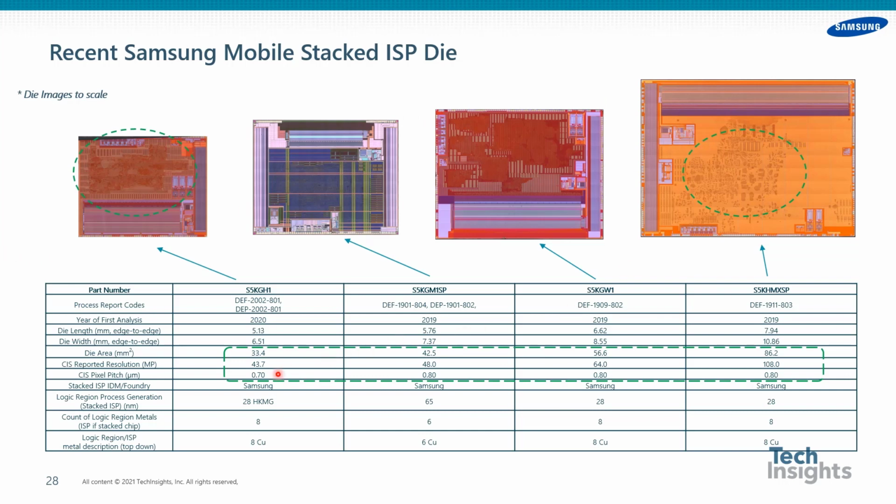And it's interesting that since the pixel pitch of the CIS is the same with the exception of the GH1, the die size scales with resolution, going from approximately 44 megapixels all the way up to 108 megapixels. And this is, of course, expected. The other thing to note is Samsung's use of the 28 nanometer process shown here on all sensors with the exception of the GM1, as well as the utilization of 8 copper metal layers in the ISP process, again on all sensors with the exception of the GM1.